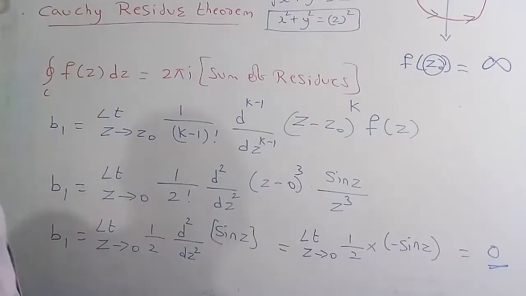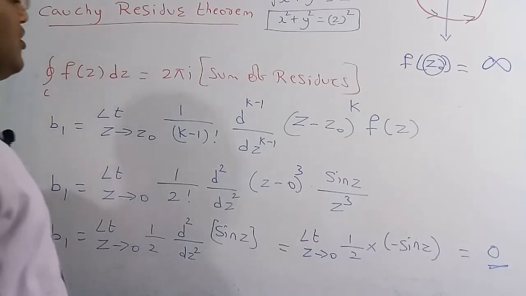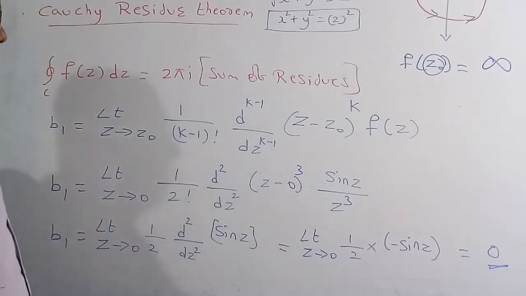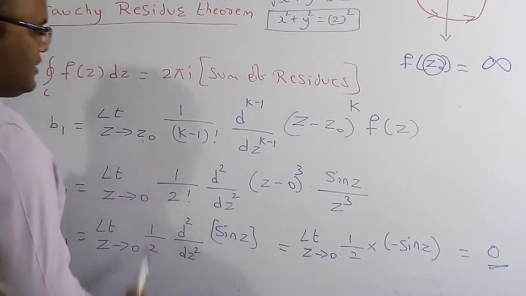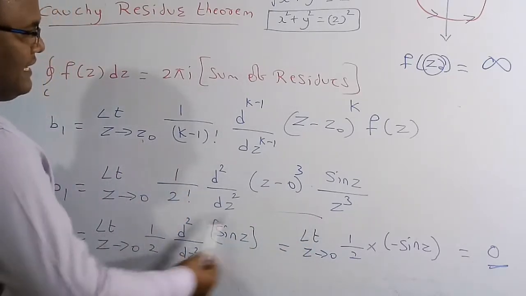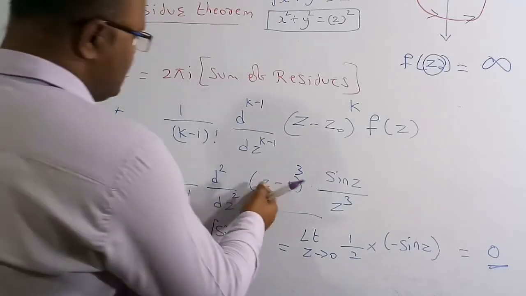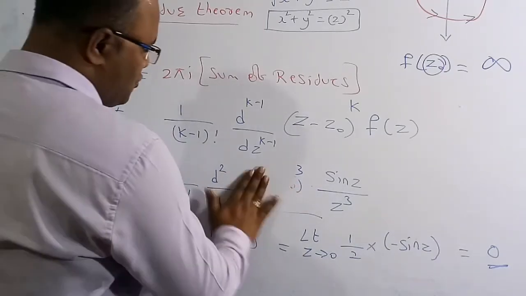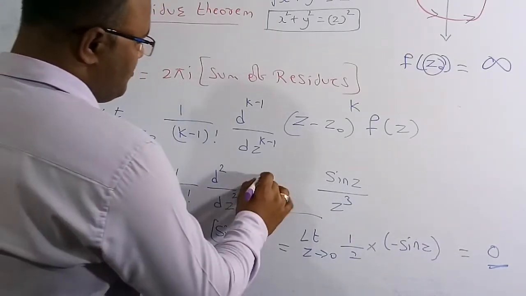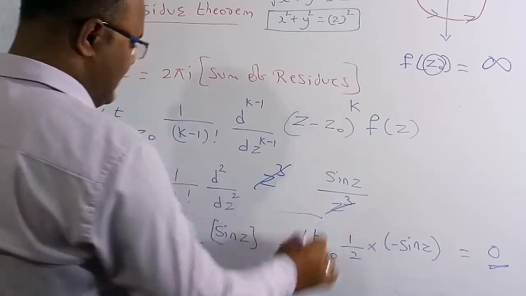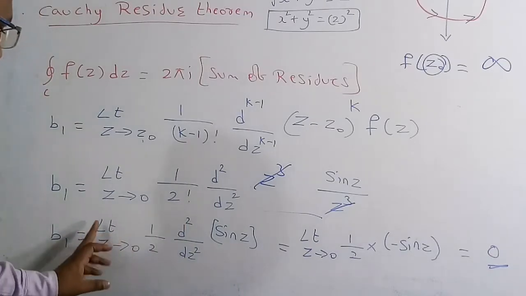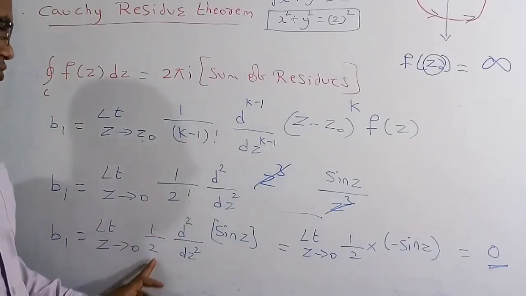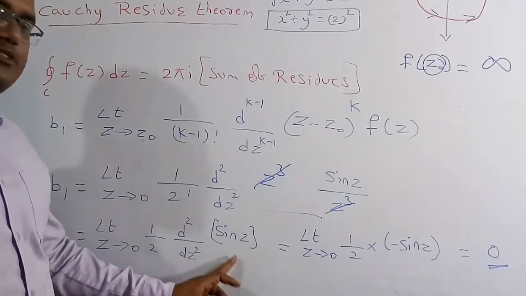Therefore you can take k equal to 3 and z0 equal to 0, and if you substitute in this equation, finally you are going to get it in this format. Here (z minus 0) whole cube is again z cube. So z cube and z cube both get cancelled. Finally this equation simplifies to limit z tends to 0, 1 by 2 into d square by dz square of sin z.